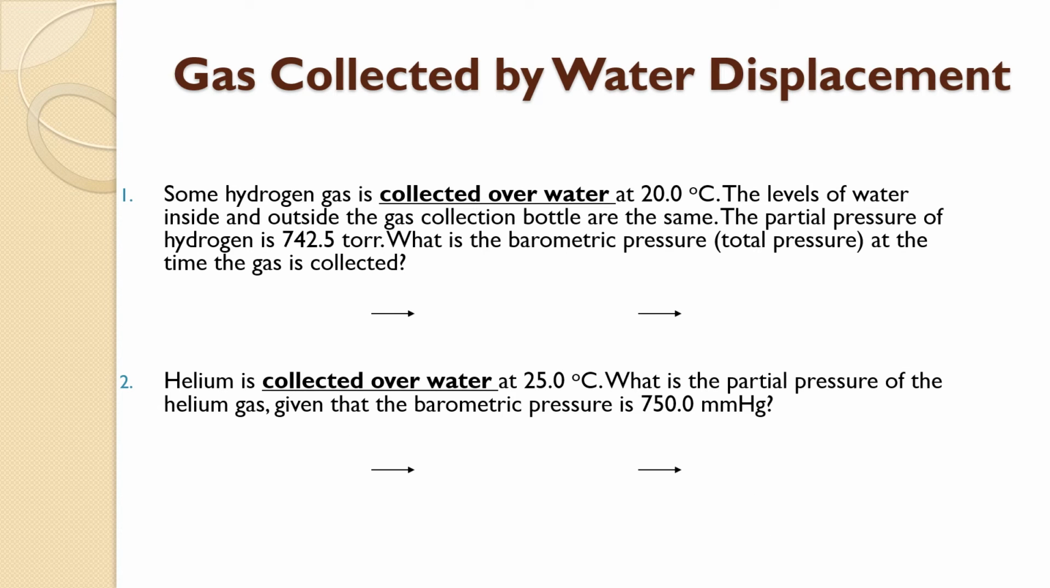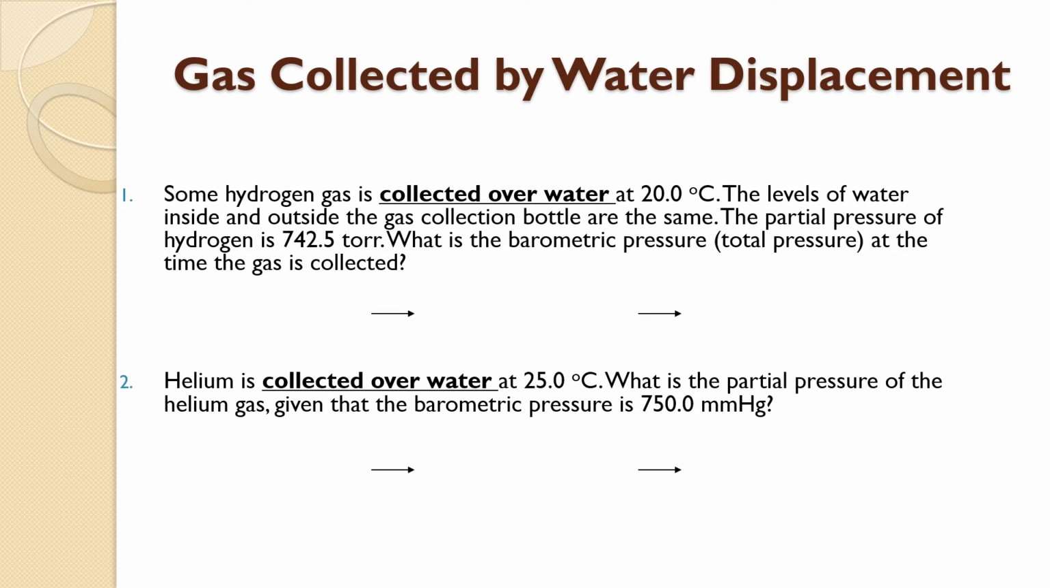So let's look at a couple of examples of this. Example number 1 says some hydrogen gas is collected over water at 20 degrees Celsius. The level of the water inside and outside the gas collection bottle are the same. The partial pressure of hydrogen is 742.5 torr. What is the barometric pressure or total pressure at the time the gas is collected? Now in this problem, it tells you that you have a partial pressure of the hydrogen of 742.5 torr.